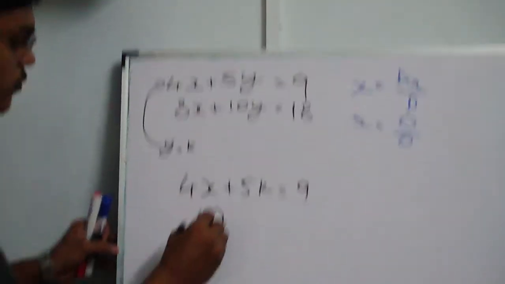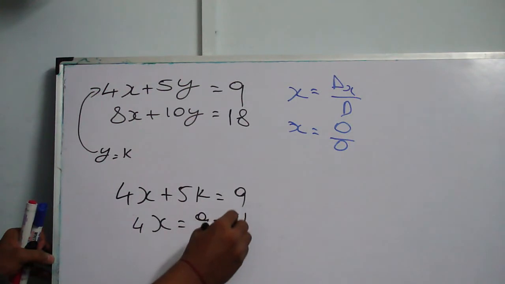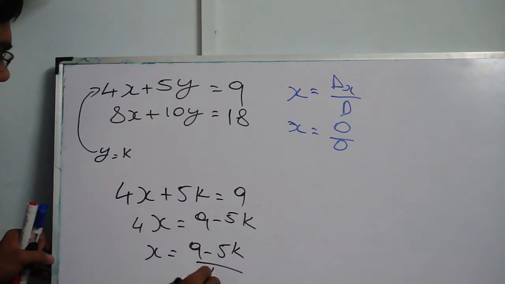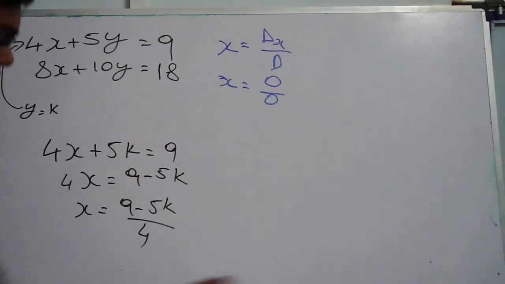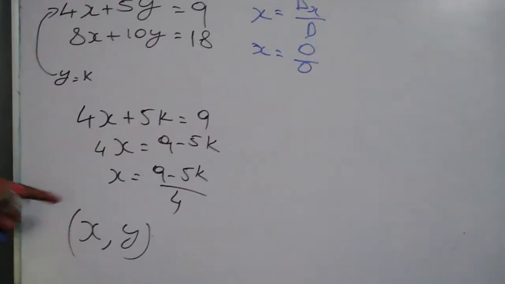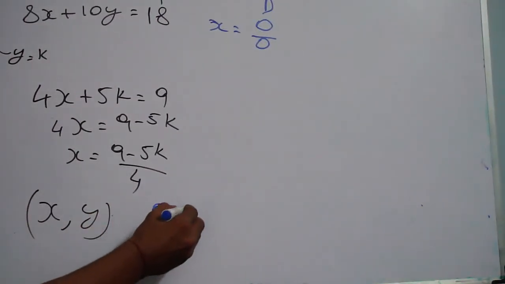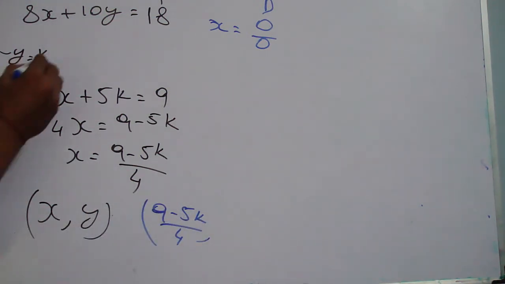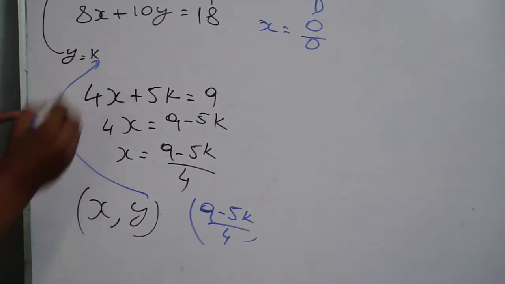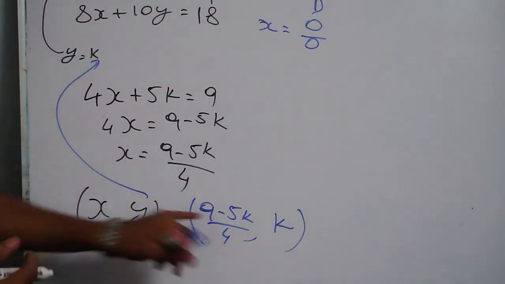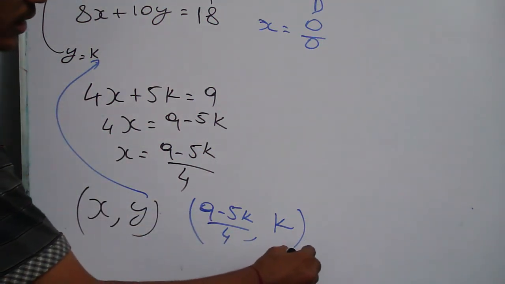Then we have to find x. So 4x is equal to 9 minus 5k, so x is equal to 9 minus 5k by 4. That's all. We wanted x and y, and we have found x and y. Here x is equal to 9 minus 5k by 4, and y is equal to k. What is k? k belongs to any real number.